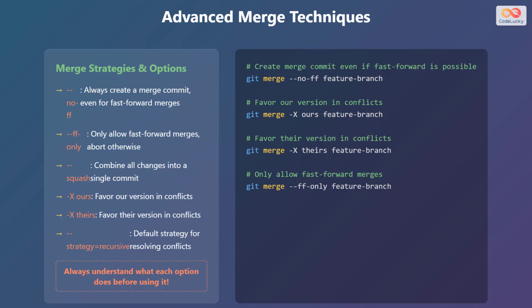Here are some commands. To create a merge commit even if fast-forward is possible, use git merge --no-ff feature-branch. To favor our version in conflicts, use git merge -X ours feature-branch. To favor their version in conflicts, use git merge -X theirs feature-branch. To only allow fast-forward merges, use git merge --ff-only feature-branch.